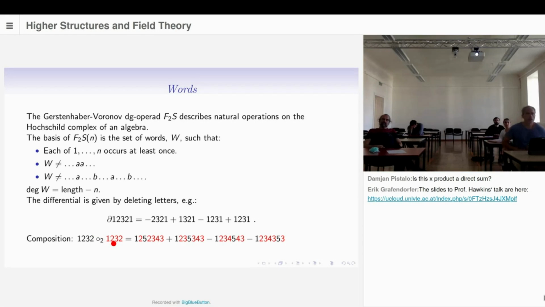Composition is related to the composition with trees. I've got 1, 2, 3, 2 and 1, 2, 3, 2 again. I want to compose at 2. That means, aside from some renumbering, I'm going to cut out the 2 and replace it with the 1, 2, 3, 2, which is also renumbered by adding 1. The 2 occurs in 2 places, so I have to split 1, 2, 3, 2 into 2 pieces and put those into those slots.